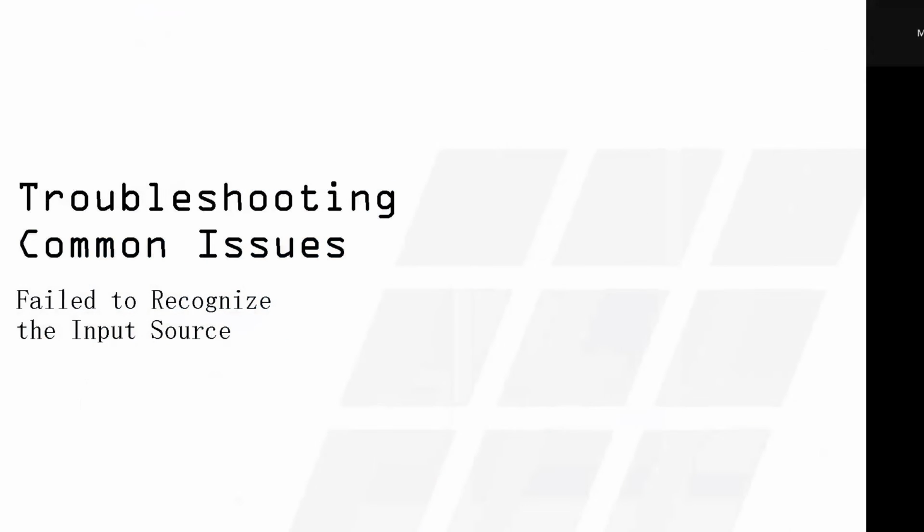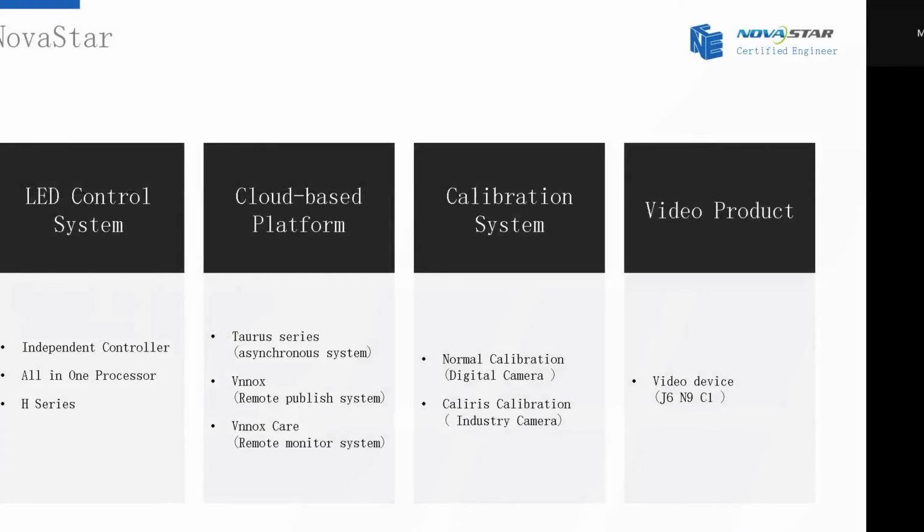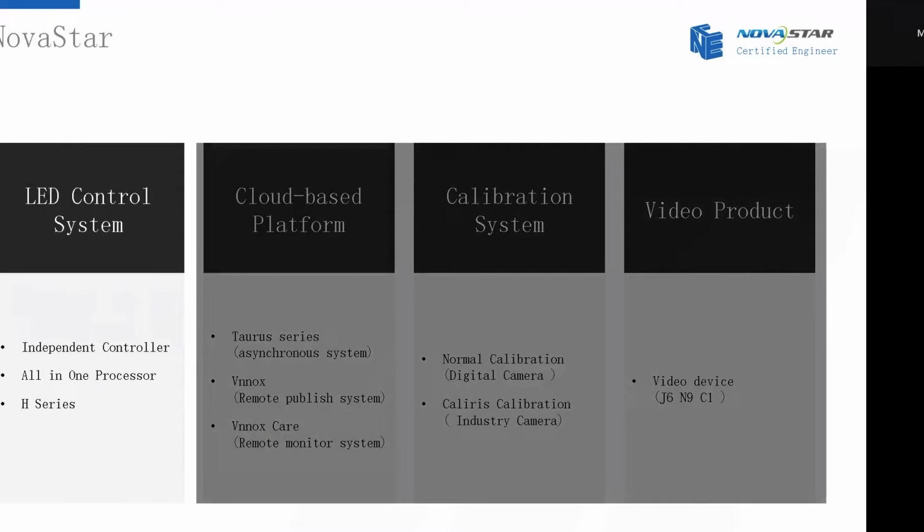Hi everyone, in this course, we're going to learn how to do the troubleshooting for the problem that the controller cannot recognize the input sources. As you all know, Novastar has 4 product lines: LED control system product lines, cloud-based platform, calibration system, and video processing. But for today's troubleshooting, we mainly focus on LED control system product lines. It includes independent controllers, all-in-one processors, and H-series products. Different products have different ways to do the troubleshooting. So let's check them out one by one.